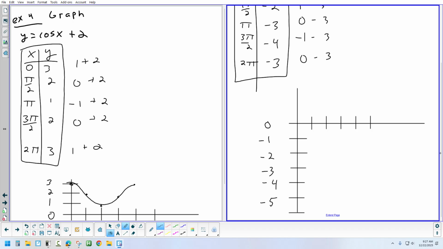I don't think I need to go all the way to negative 5. That's fine. I am going to put my labels above the axis so they're out of the way, though. So 0, pi over 2, pi, 3 pi over 2, 2 pi.